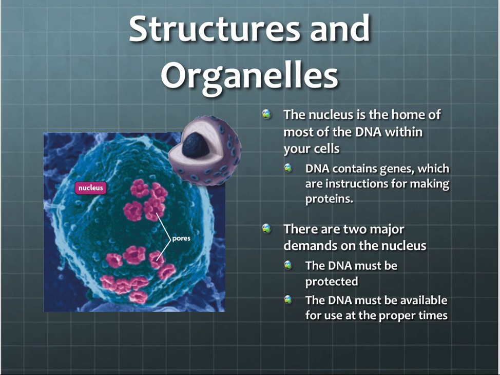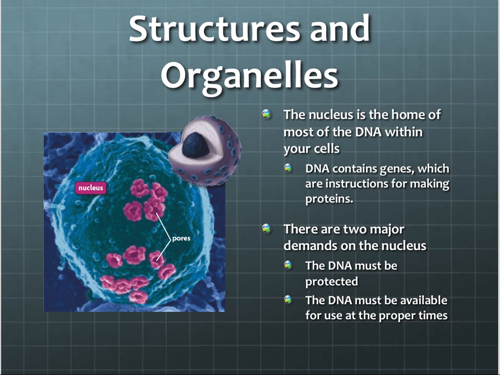Now, the nucleus is where the DNA lives, and our DNA contains genes. And on your genes, this is like your blueprint, guys. This is what you are: your eye color, your hair color, your height. All of what makes up you is contained on your genes, and your genes are just segments of your DNA.